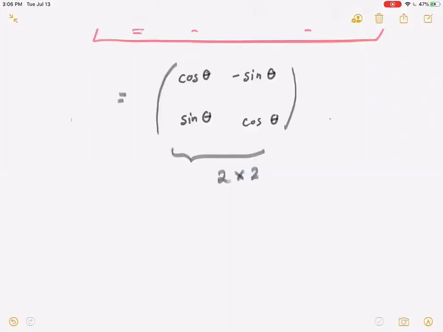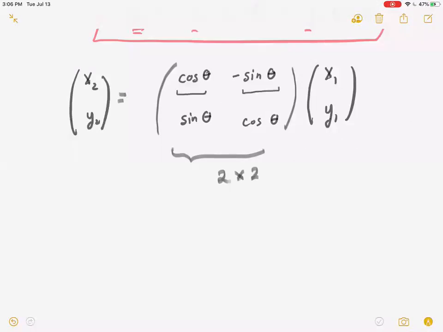Okay, so over here on the right-hand side, I have r sub 1. And here on the left-hand side, I have r sub 2. The 1-1 matrix element of this matrix is cosine of theta. The 1-2 matrix element is minus sine theta. The 2-1 matrix element is sine of theta. And the 2-2 matrix element is cosine of theta.